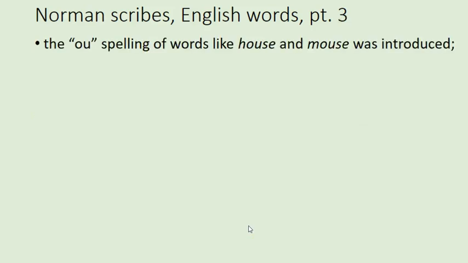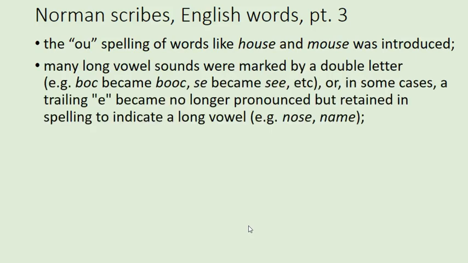What else? The OU spelling of words like house and mouse was introduced. Would have been just an O before. And many long vowels were marked by a double letter. Boc becomes book. Remember vowel quantity, long and short vowels? Well, this gets indicated in the writing system now.